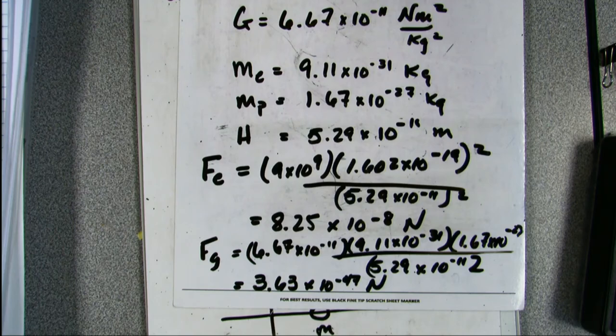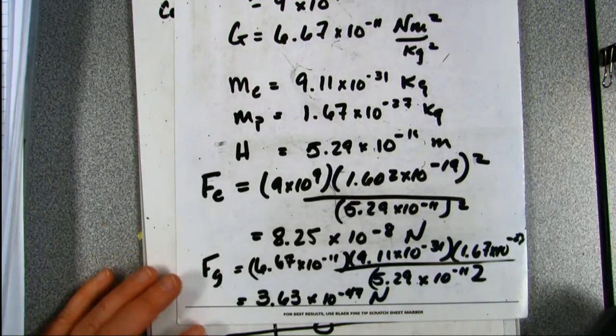They are 39 orders of magnitude different. The electron and proton do not care about gravitational forces whatsoever inside the atom. Not happening.